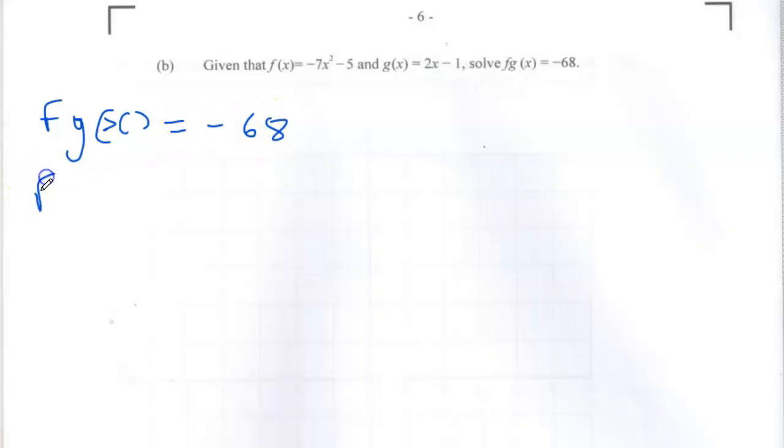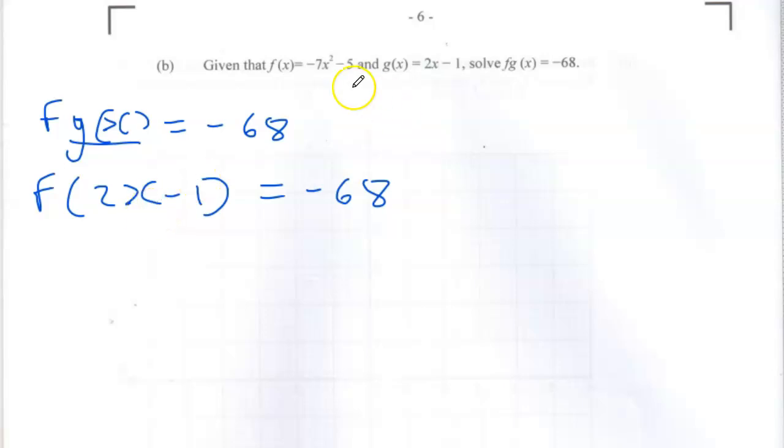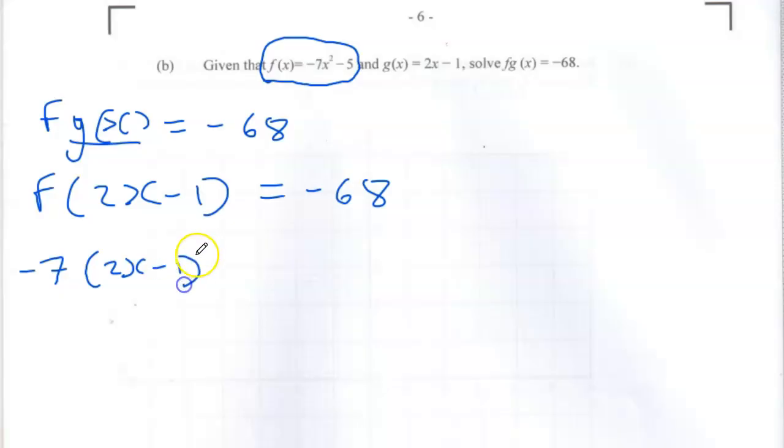So fg of x, so f of g of x, what's g of x? 2x minus 1. So f of 2x minus 1, replacing g of x with 2x minus 1. f of 2x minus 1 is negative 68. So this means we're going to substitute 2x minus 1 in the function f. In other words, we're going to replace x with whatever we have in the bracket here. Alright, so negative 7 and x squared, replacing the x with the bracket. So x squared becomes 2x minus 1 squared. All we did there is replace the x with the bracket.